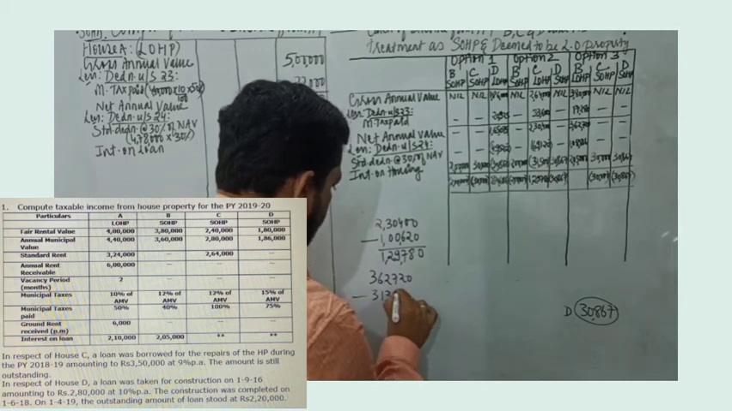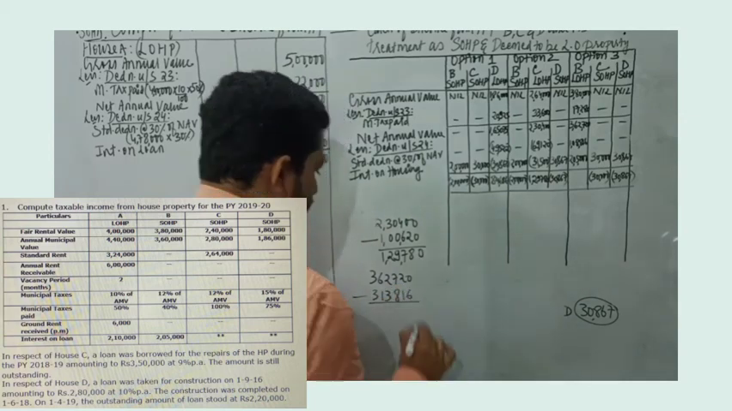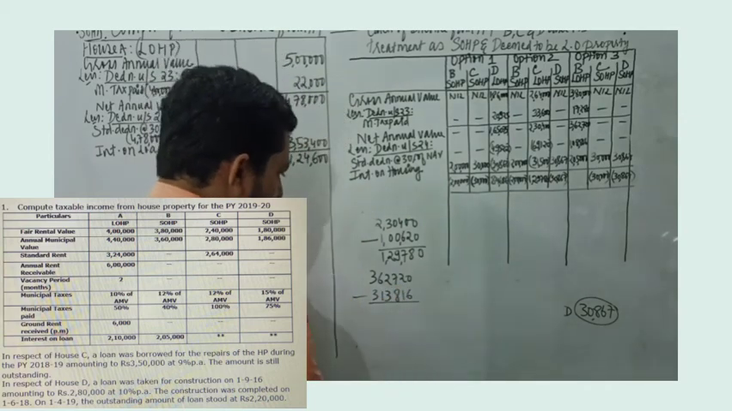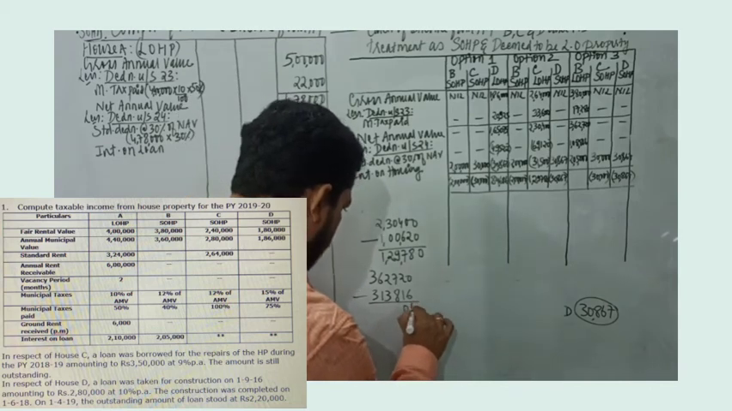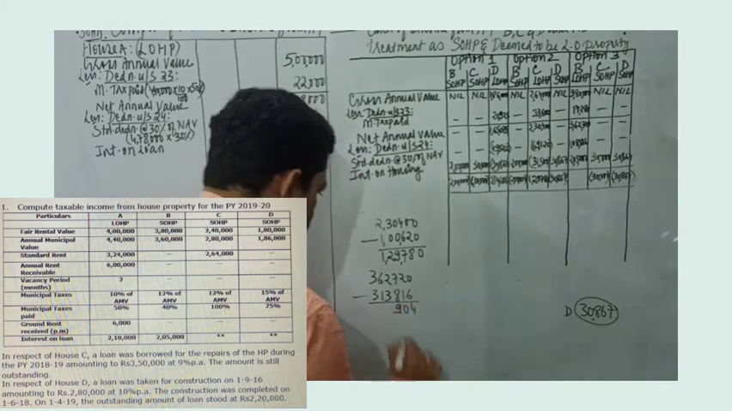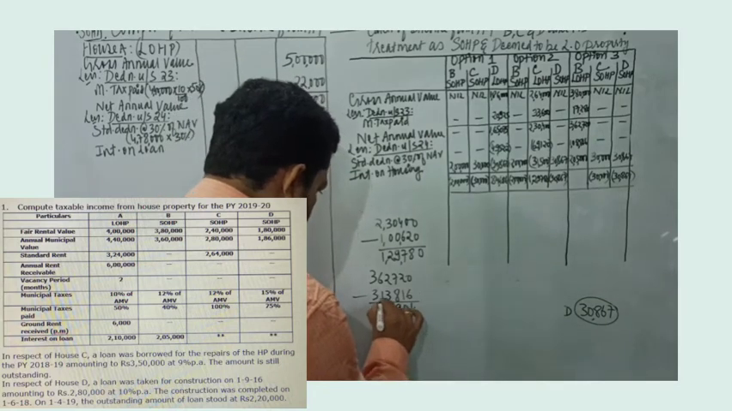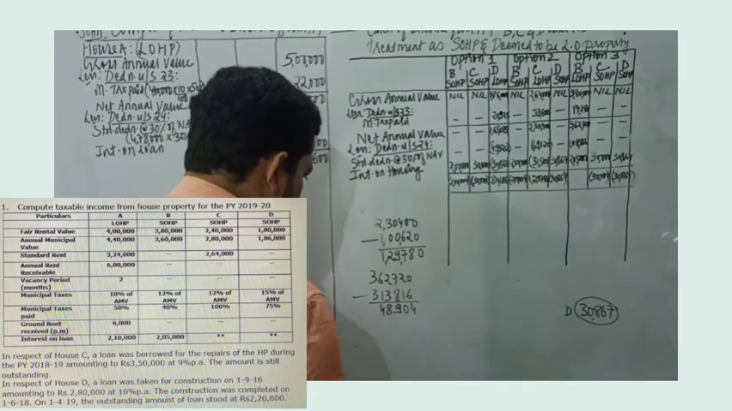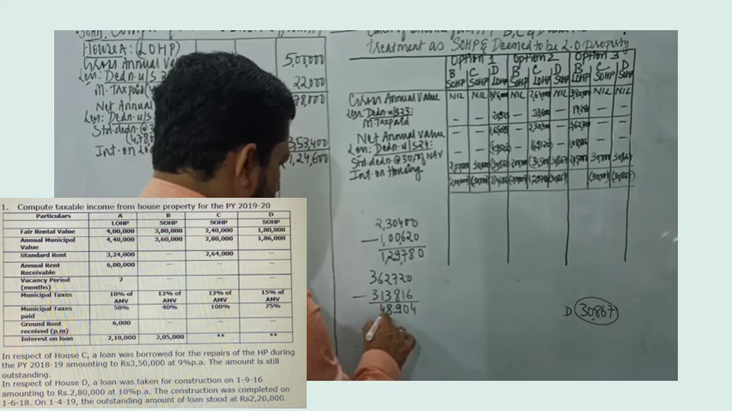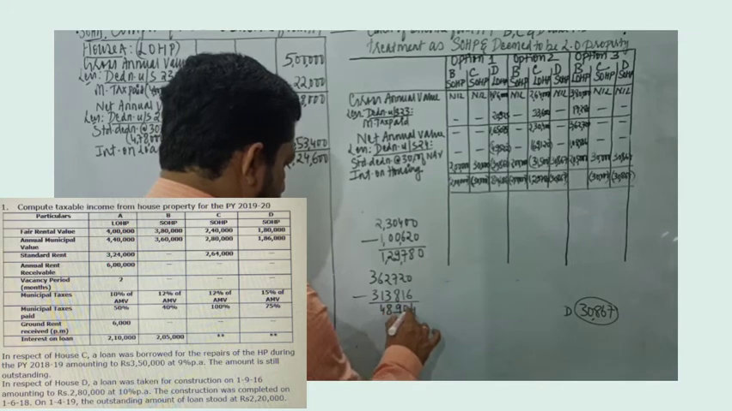3,13,816. 3,13,816, that is to be deducted. So this would be 0,4. 17 minus 8 is 9. 11 minus 3 is 8. 5 minus 1 is 4. So 30,3,50,000, 3,58,000, 61, 62, 720.